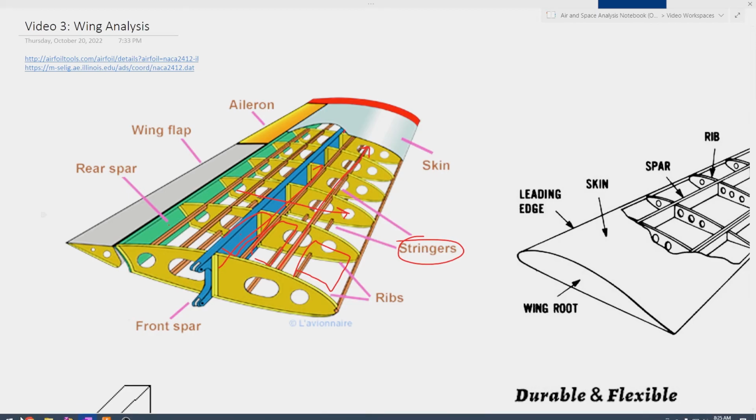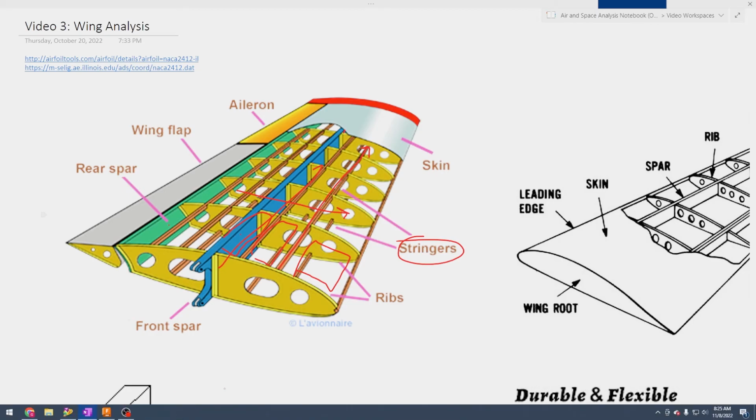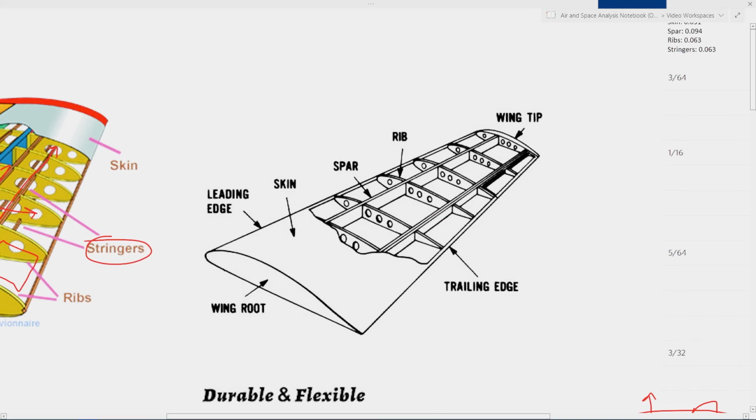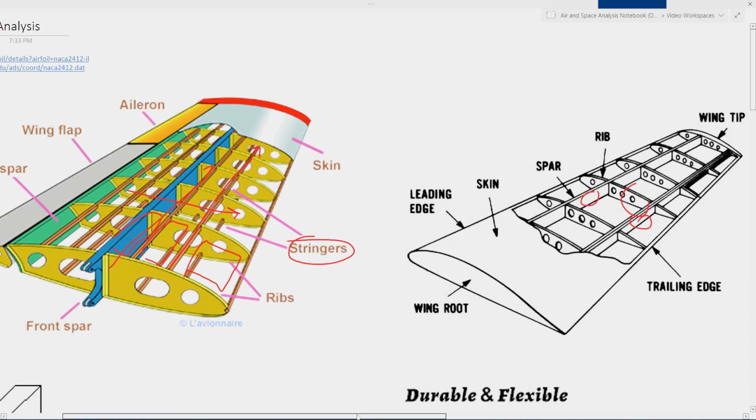So I also have another picture here. This one's pretty much the same thing. Not a ton different there. Again, we have spars and we have ribs. This one doesn't have stringers, which is why I switched to this one.